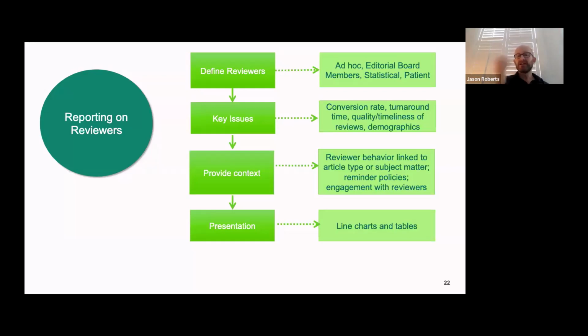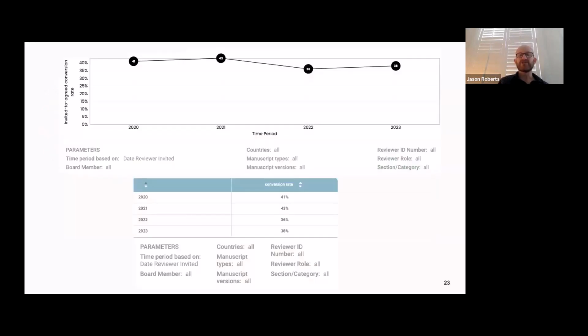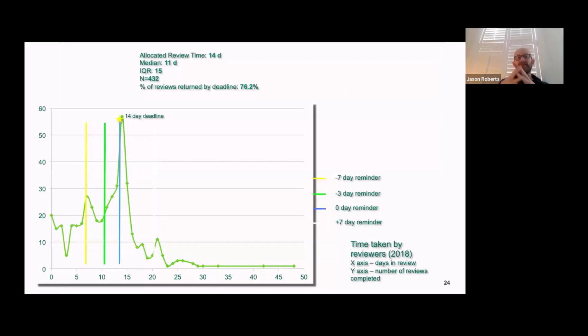And then, typically, again, line charts and tables should work for presentation. So, this is a simple documentation of how long it took to convert, the conversion rate. So the invitations to review into agreements to review. And you could do it as a table. I find that the chart just gives me a little bit more of a visual shortcut. If you want to get a little more complex, I generated this in Excel.